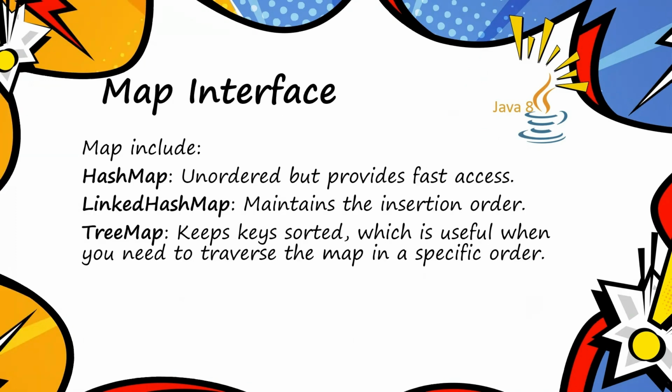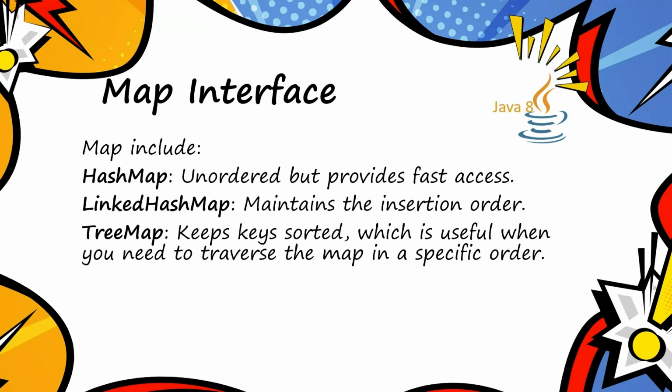Finally, we have the Map interface. Unlike List, Set, and Queue, Map is not a sub-interface of Collection. A map is like a dictionary or a contact list where each key is unique and maps to a specific value. It's designed for key-value pairs, so it's ideal when you need to quickly look up data by a unique identifier. The main implementations of Map include HashMap, LinkedHashMap, and TreeMap.